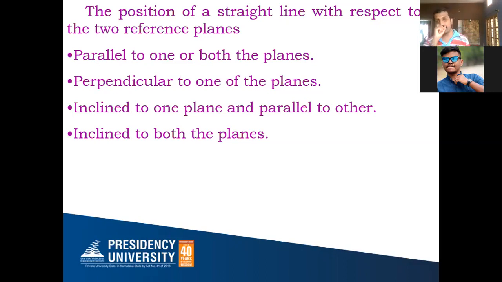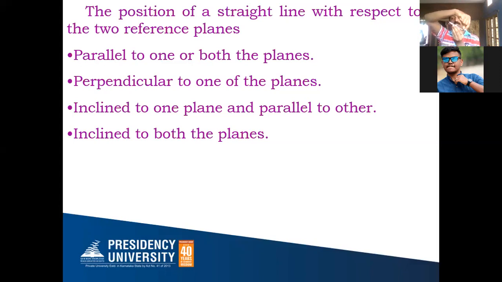For example, in this third case, inclined to one plane and parallel to the other plane, I will place a line like this. Now it is parallel to VP and it has some inclination with respect to HP. Parallel to VP means in the front view I'll get the true length, whereas in the top view I'll get the apparent length. So how do we get the apparent length?